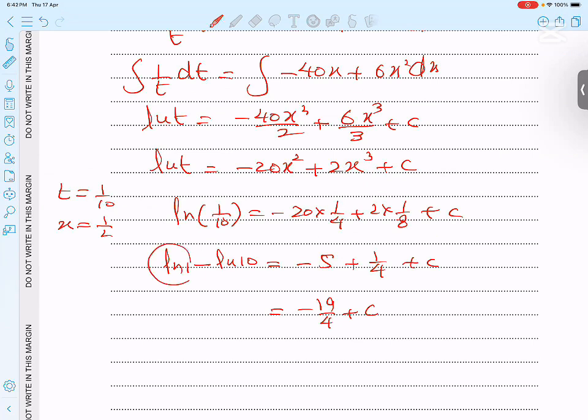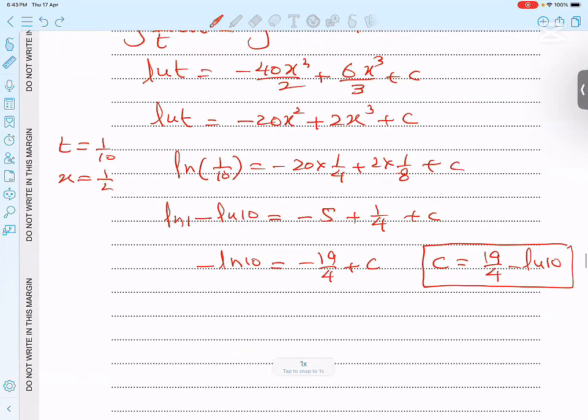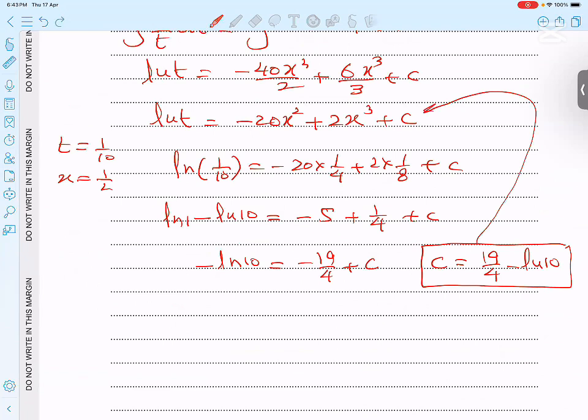And here ln 1 is 0. You know it very well. I got a logarithm of 10. This goes this side, and I got a c value. It turns out to be 19 over 4 minus log of 10. This c value I'm going to plug in here. I call this equation number 1. So put in 1.